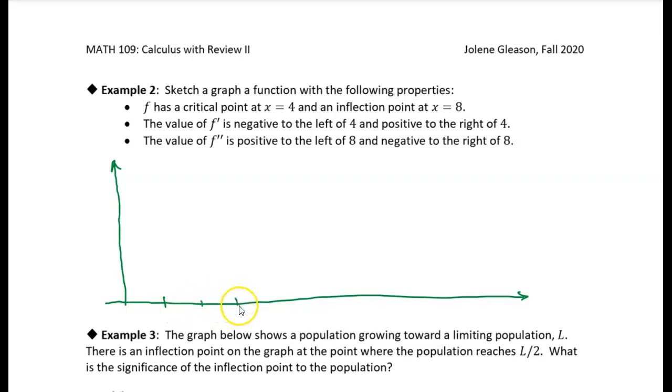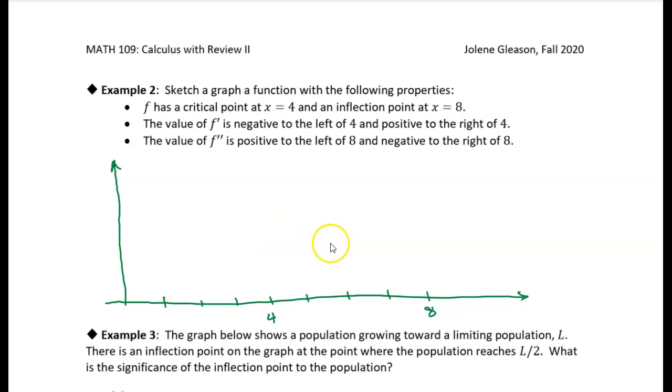So 1, 2, 3, 4, 5, 6, 7, 8. So there's 8 and there's 4. So we have a critical point, so that means it's either a maximum or a minimum, or maybe neither. And an inflection point at 8, so we have a change in concavity at x equals 8. All right, well, there's not much we can graph at this point. Let's look at the next property.